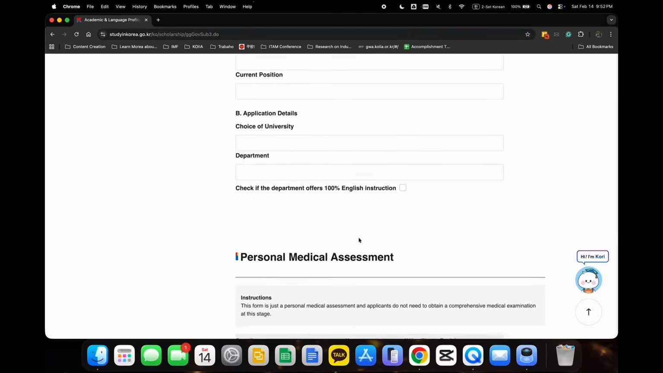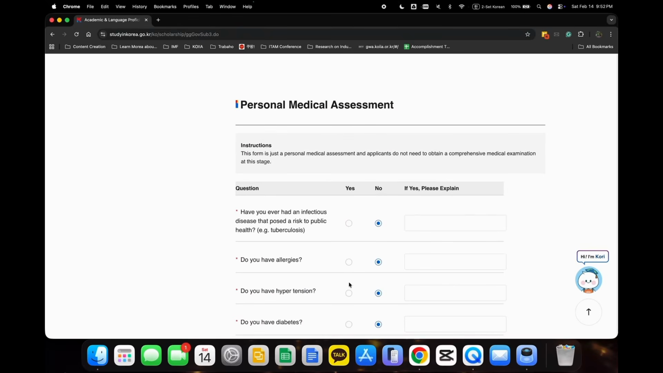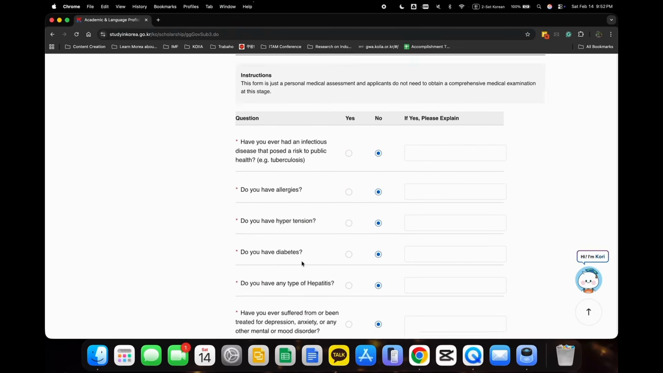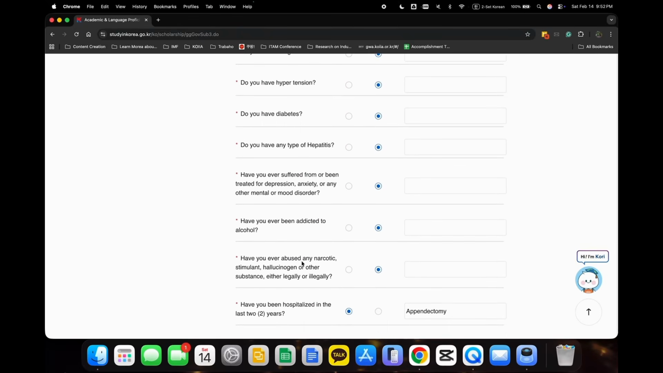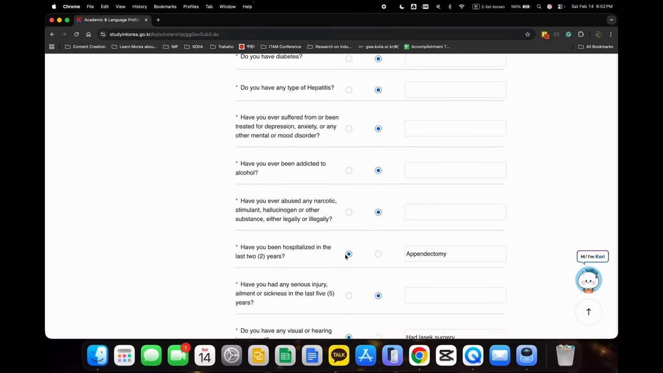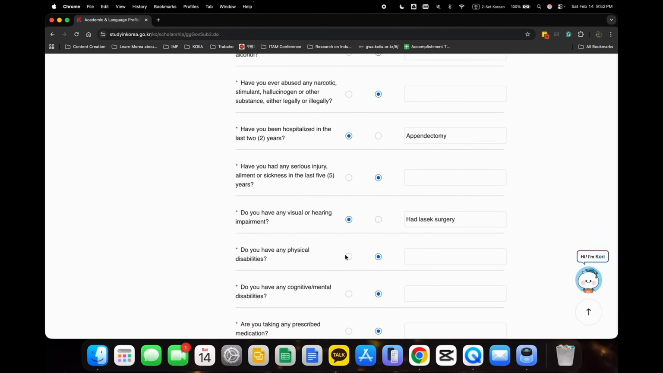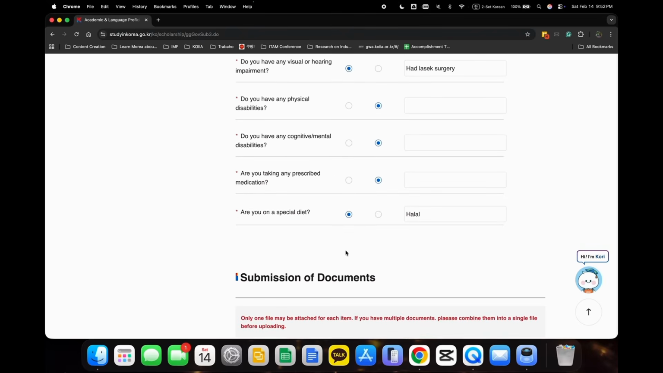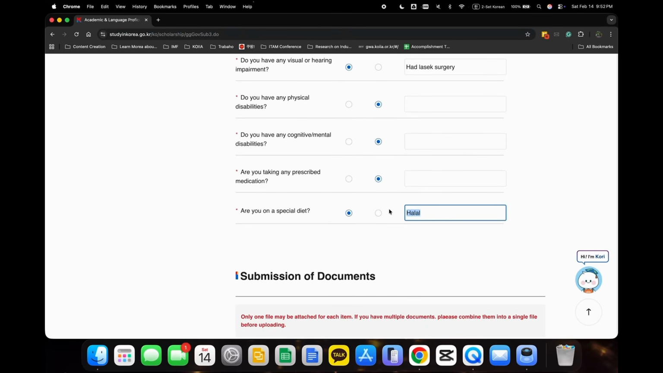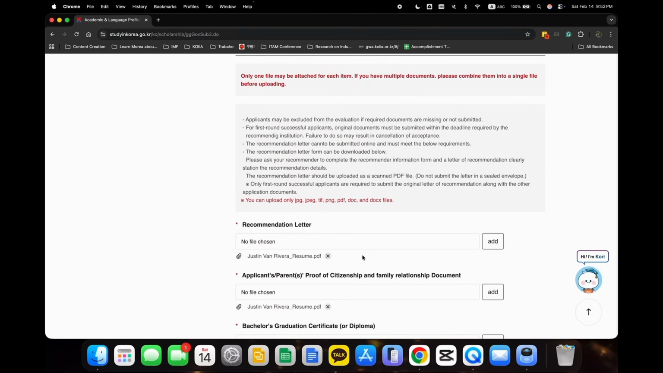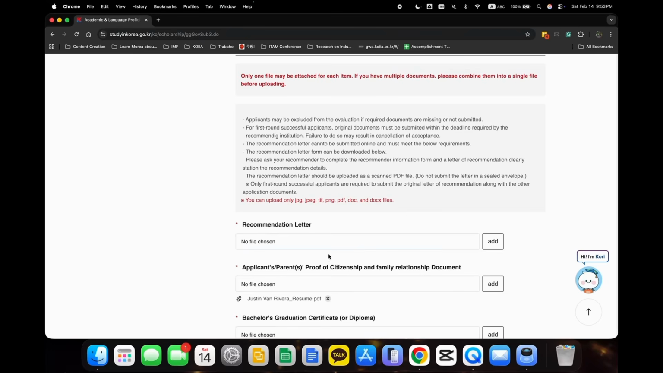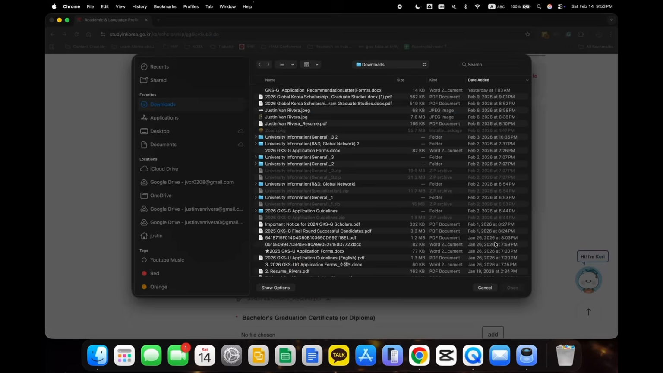Don't do anything. One important thing to note is the personal medical assessment. It's important for you to be honest on this. I had been hospitalized, so I put appendectomy. I used visual impairment, like wearing glasses is actually a sign of visual impairment. I tried to be funny here. So my special diet is I only eat expensive food. But for example, if you're eating only halal, you can indicate that. It doesn't affect your chances. It's just good to know information.